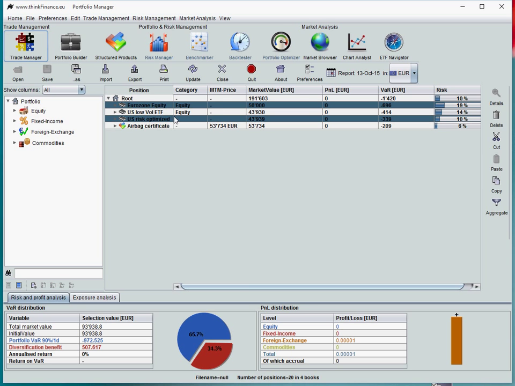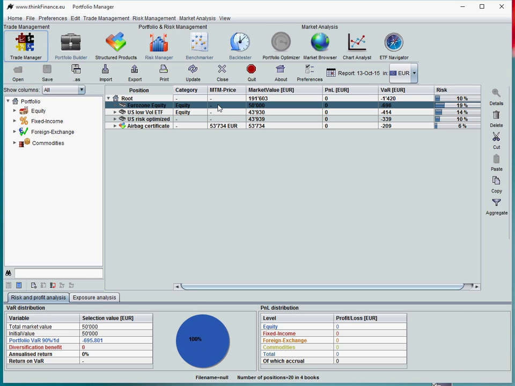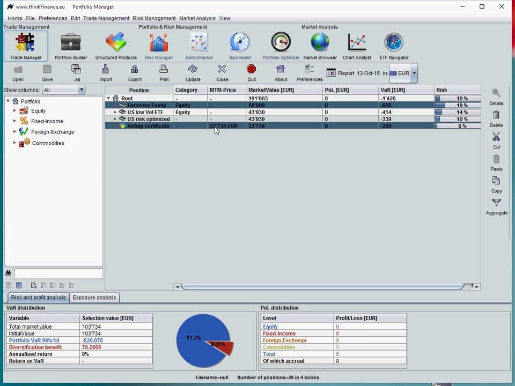I select the two, the Eurozone equity and this one, and I see the diversification benefit is much bigger. It's 34%. That is not surprising because the US risk optimized portfolio includes a currency hedge. Last but not least, let's look at the diversification benefit with the airbag certificate, which is only 8.6%.